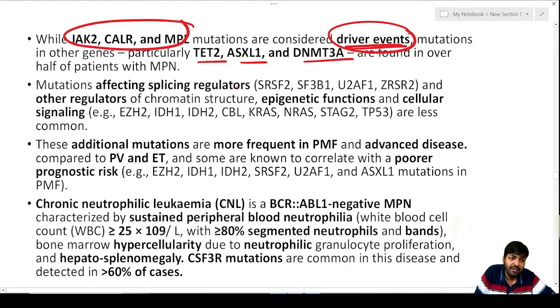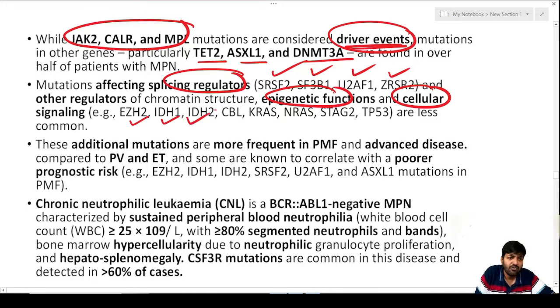Now there are some other mutations which are seen in the myeloproliferative neoplasms: mutations affecting the splicing regulators, epigenetic functions or cellular signaling. These include SRSF2, SF3B1, U2AF1, ZRSR2, or for example IDH1, CBL, KRAS, NRAS. All these are less common.